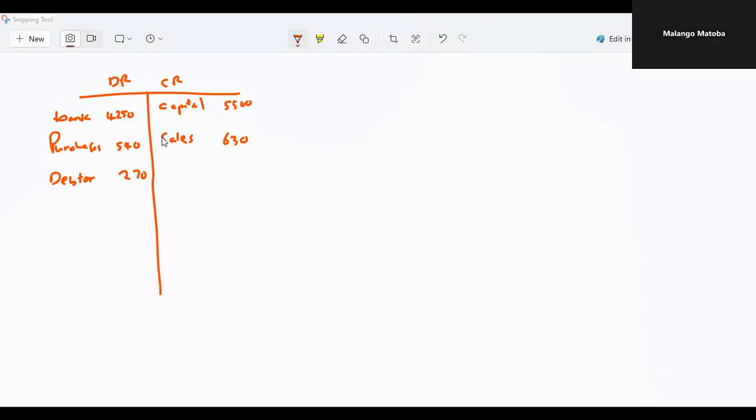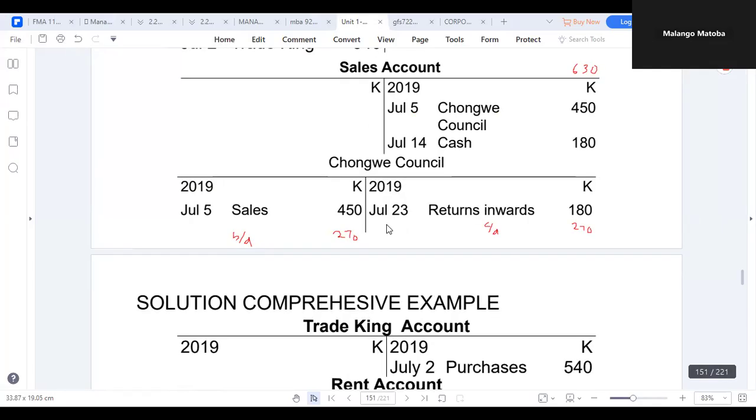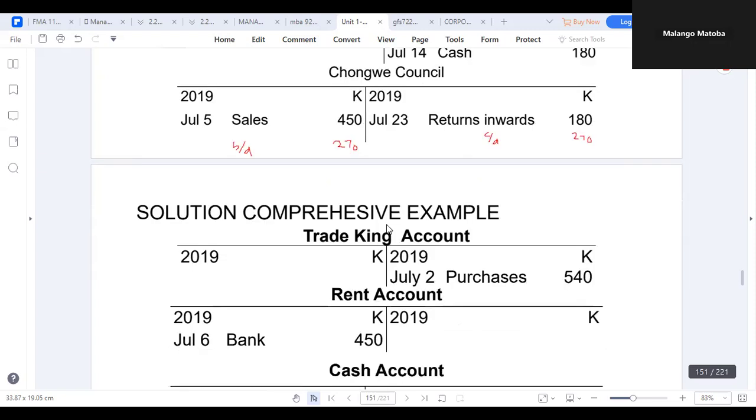That is Chongwei. But sometimes you may have different debtors, like Chongwei and another individual. You can make a control account and sum them up. All these have a debit balance.